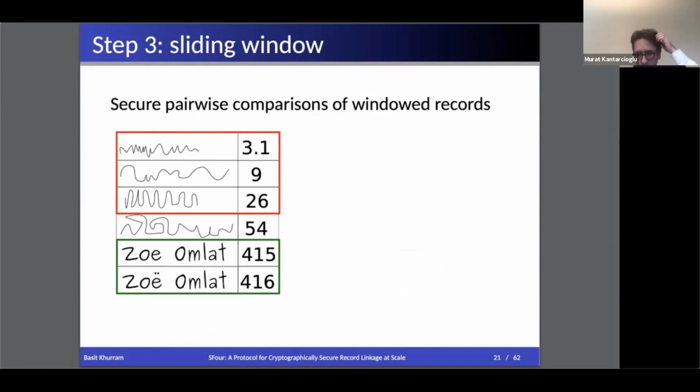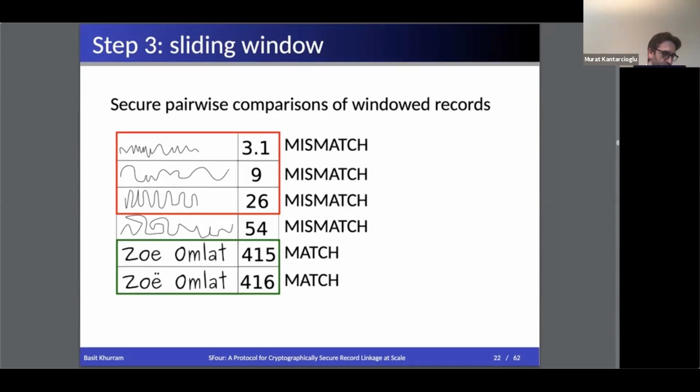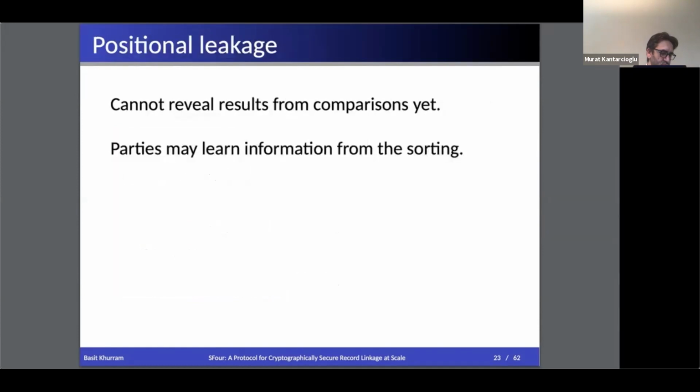Step 3, the sliding window. You may have begun to see where this is going. In the previous step, we were able to bring similar records close to one another. In this step, we'll pass a sliding window over the sorted records. As the sliding window passes the records, each record that is in the window at any time is compared with every other record also in the window at the same time. Recall that we are still in a secure computation, so these are secure comparisons. After the window is passed over all the records, we might be able to see something like this, a Boolean indicating which records are matching records. However, we cannot reveal this under secure computation.